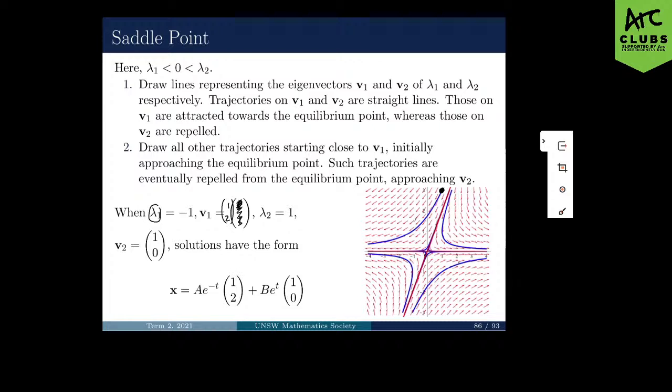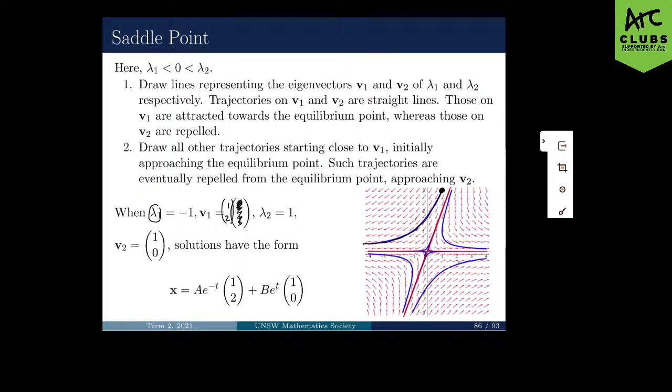Anyways, so we start our pen close to v1, or the line corresponding to v1, and our trajectory heads slowly towards the origin. But as time goes on, v2 starts dominating, and so our trajectory starts heading in the direction of v2, or the line corresponding to v2.